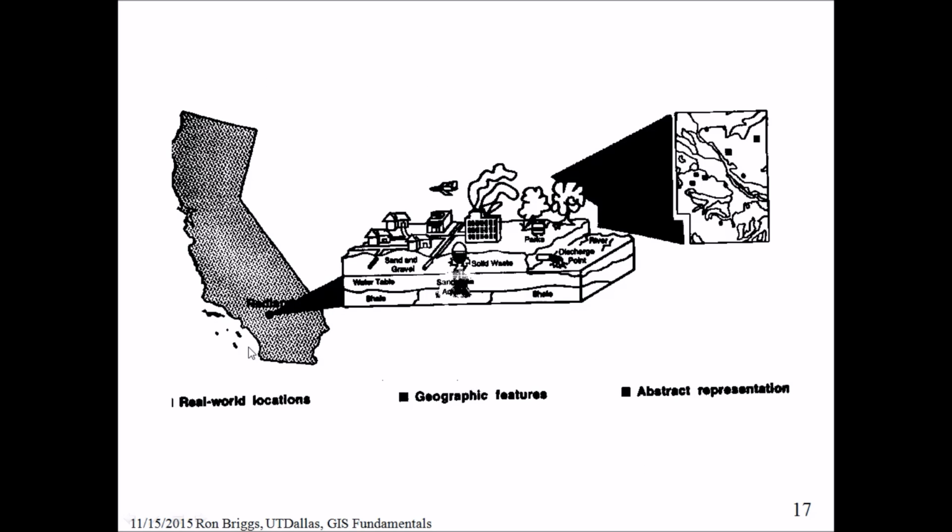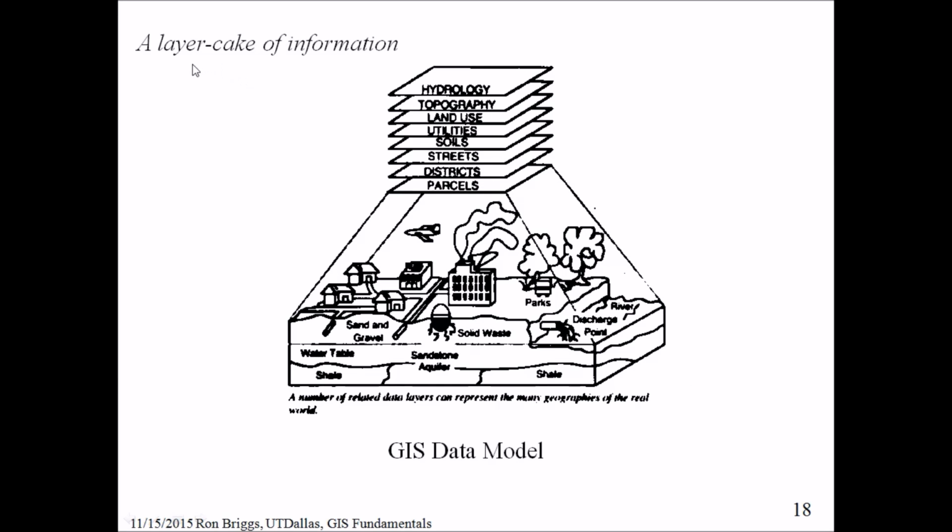See, this is the real world. These are the geographic features, and this is the abstract representation. This is how we represent it. And now we have the map and the data for analysis in front of us. This is a layer cake of information. This is the actual view on the globe, and these are the parcels, districts, streets, soils, utilities, land use, topography, hydrology. Whichever you want, these are layers. You can place them and you can work it out. Your problem can be easily solved.